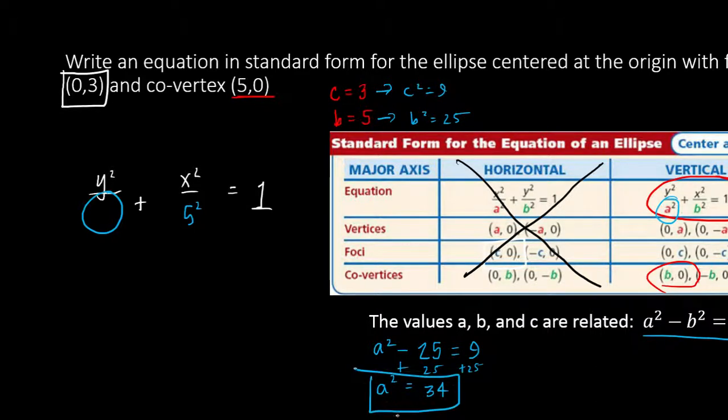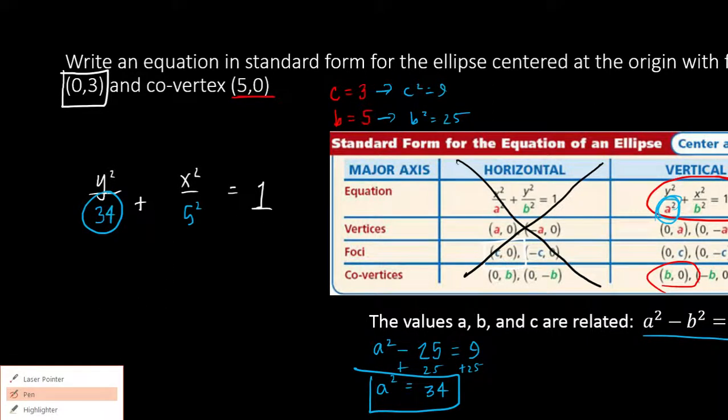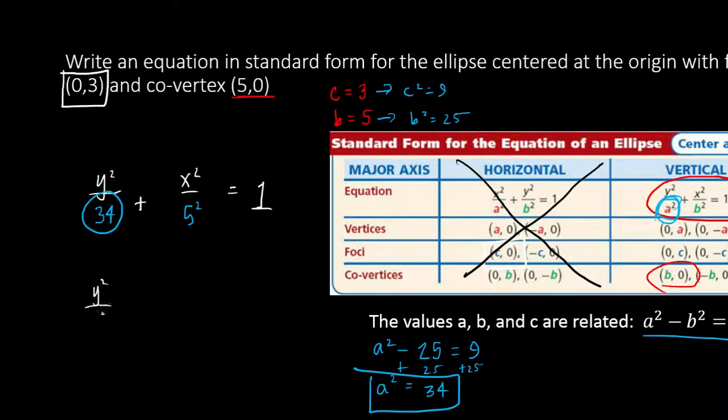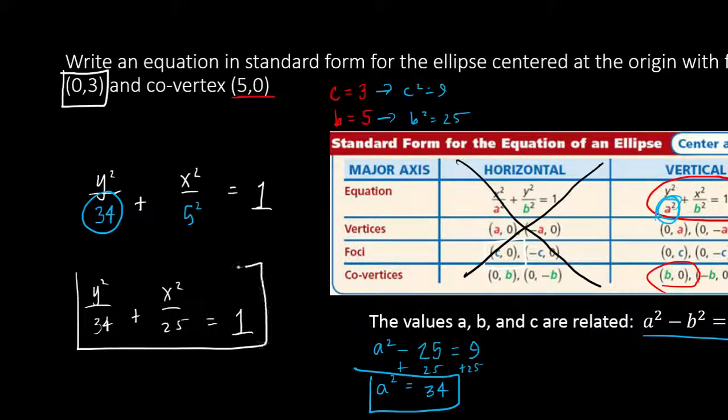34. Now, you're going to be tempted to say, oh, well then I need to take the square root, but you don't because we need a squared. So I will plug a squared directly into my equation, 34. So now I've got y squared over 34 plus x squared over 25 equals 1. And that's the equation for this ellipse centered at the origin.